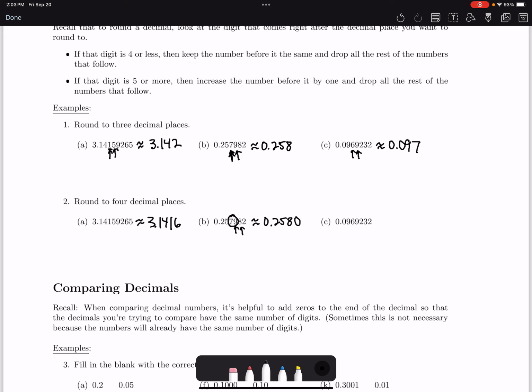And then finally for part C, we have 0.0969. That's the fourth decimal place. And then the fifth decimal place is a 2, right? It's less than 5. And so we're just going to drop those digits and we're not going to change any of the numbers. This would be approximately 0.0969. Okay, so that's just a brief review of how rounding works.